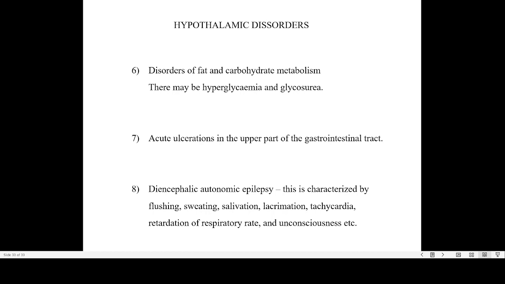So remember, among all the parts of the diencephalon, the hypothalamus is very important. It controls most of the activities of the human body.